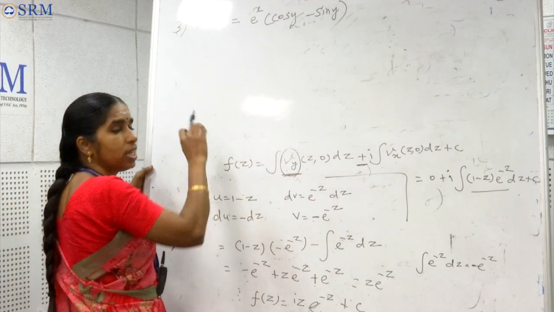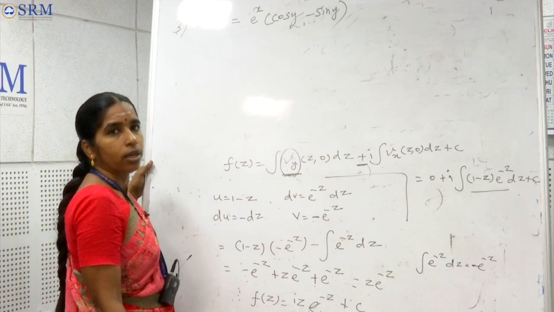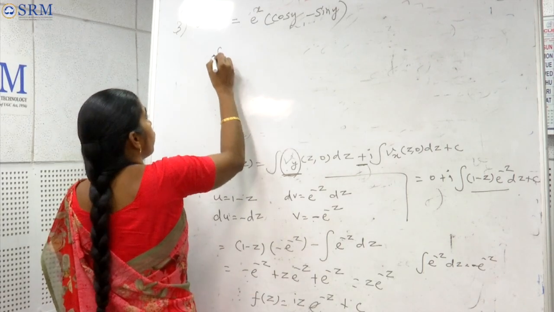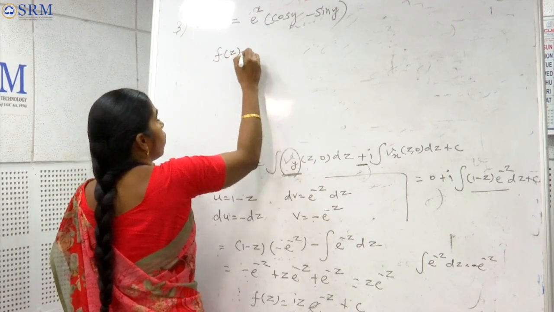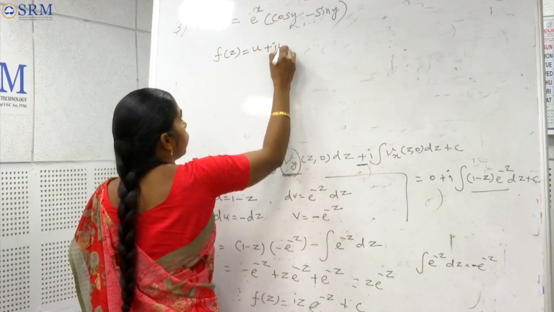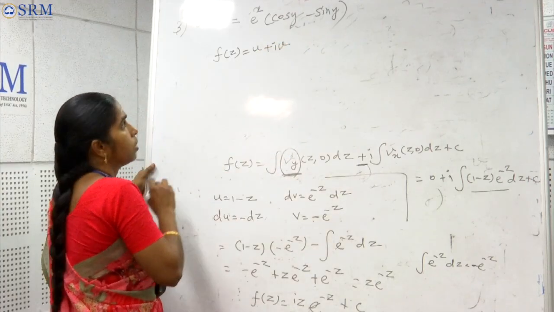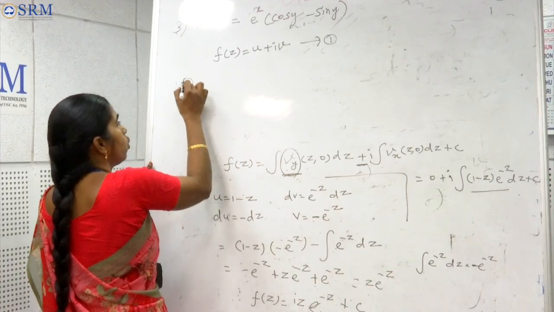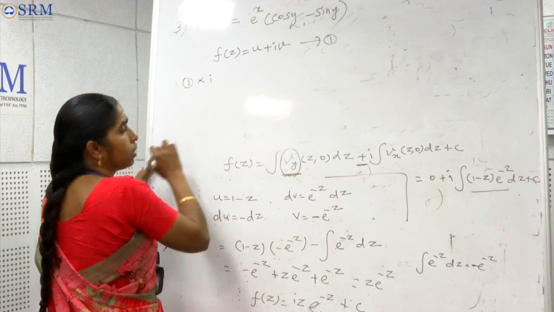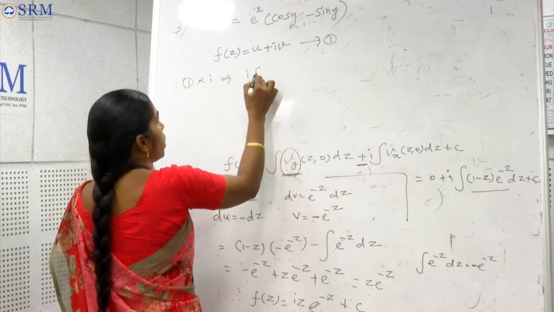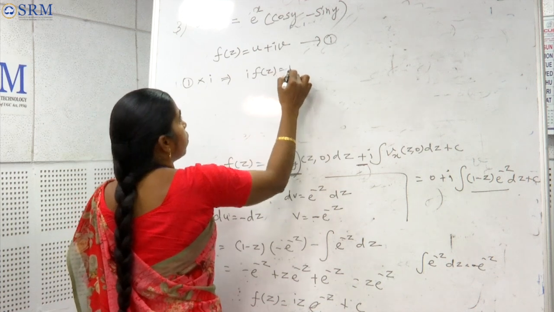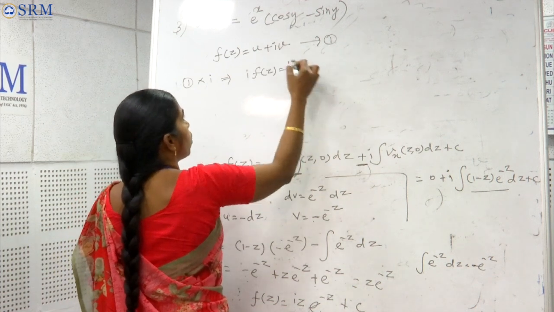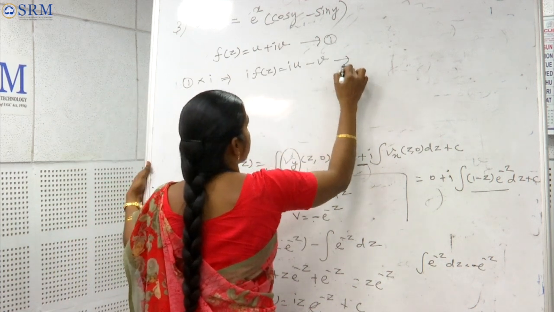The question is to find the analytic function f of z. Here f of z is already known: f of z is equal to u plus iv, that is equation number 1. In equation number 1, multiply by i. So i into f of z is equal to i into u, plus i square, which is minus 1, into v. That is equation number 2.